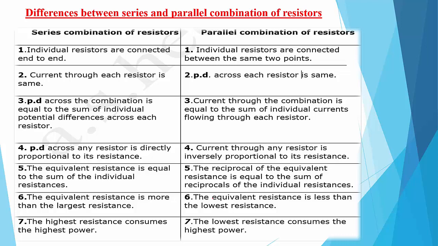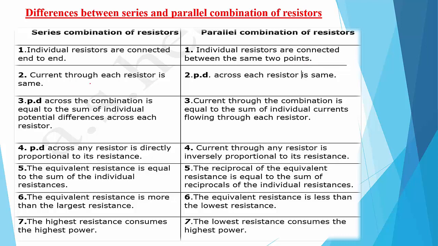Now you already know what the differences between them are. Just observe the first point. In a series combination, individual resistors are connected end to end. What do we mean by series combination? The resistors are said to be in series combination when they are connected end to end. But in parallel combination, how are they connected? These resistors are connected between the same two points, or you can say they are connected at a common point. This is the definition.